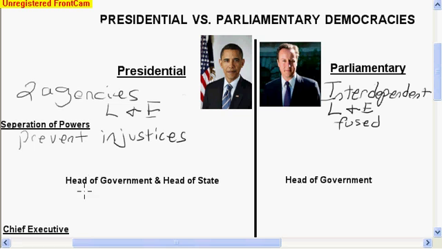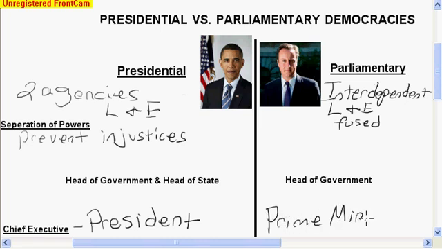Moving down a little bit further, we know that in the United States there is a combined role within the chief executive. In the presidential system, we have a president, and they are combined, meaning that the president in the United States represents the head of government and the head of state. Moving over to the parliamentary system, that actually changes. Their prime minister, or PM, only represents the head of government.